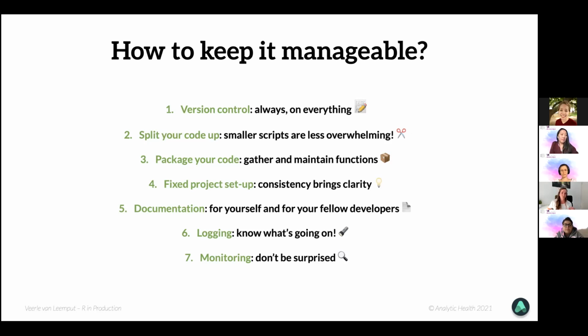So all our 32 ETL processes do have this fixed folder structure, so that everybody exactly knows, okay, in this folder, this is happening, and there, this is happening. It keeps a nice overview. Then obviously documentation, because you're not going to remember the code that you wrote 1 year ago, right? So don't document for your colleagues only, but also for yourself. Logging and monitoring, just know what's going on and keep an eye on the process.